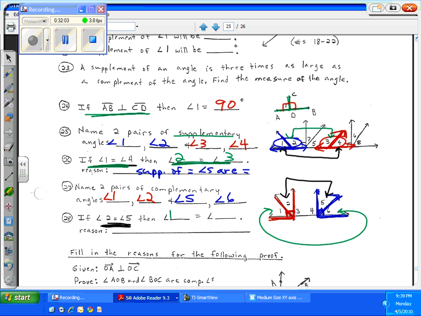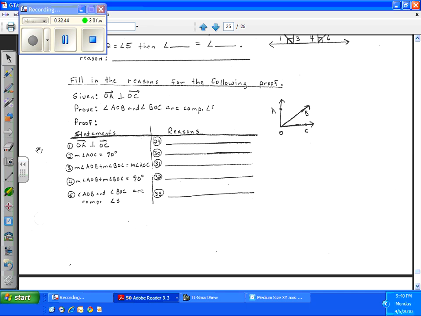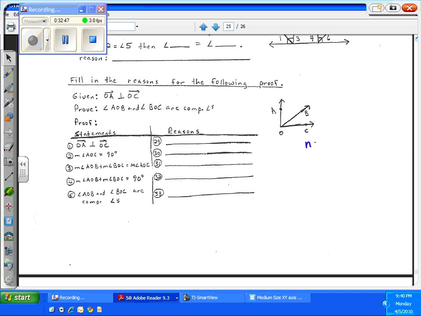If we knew that angle 2 was equal to angle 5, then we could conclude that angle 1 was equal to angle 6 because complements of equal angles are equal. Any questions on that section? Okay.